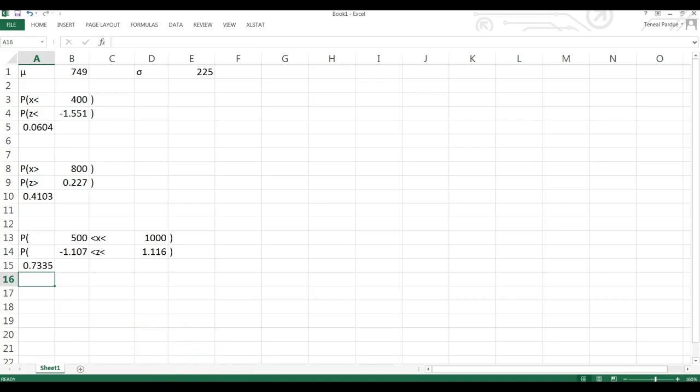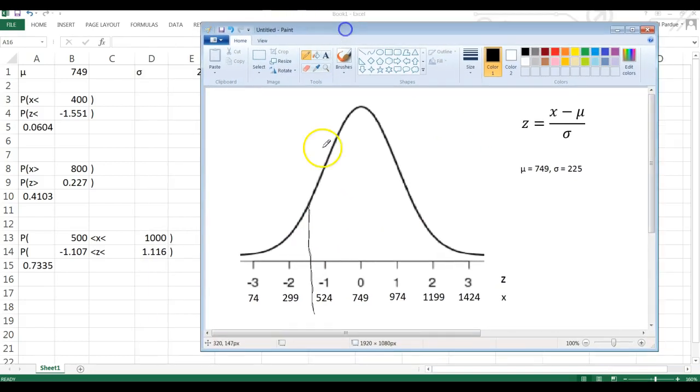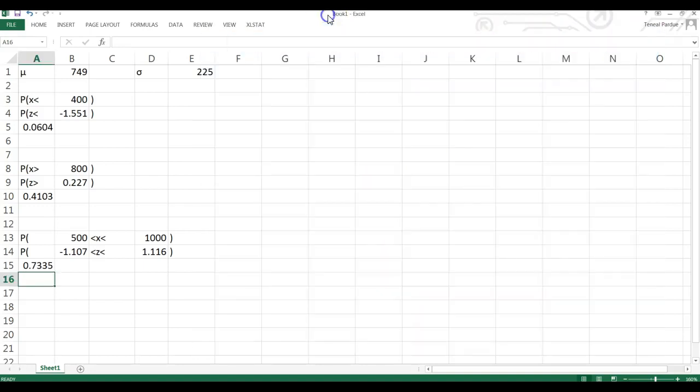0.7335. And again, we could go over here and look and see if that looks about right. So let's see, an X of 500 is right about here. That does look like it's about negative 1.107, so that's good. And then 1,000, 1.116. Yep, that looks good too. All right, so that's part C.